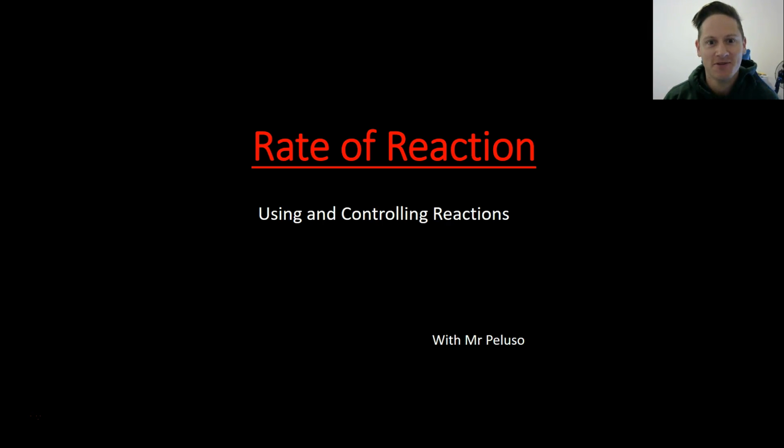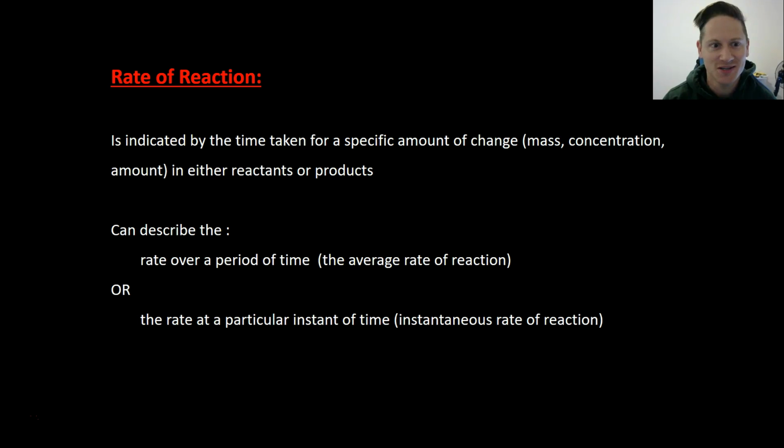Today guys we're going to be covering rates of chemical reaction. So let's get straight into this one. Just a brief review of what rate of reaction is actually referring to. It's indicated by the time taken for a specific amount of change, whether that's mass, concentration or amount in moles in either reactants or products.